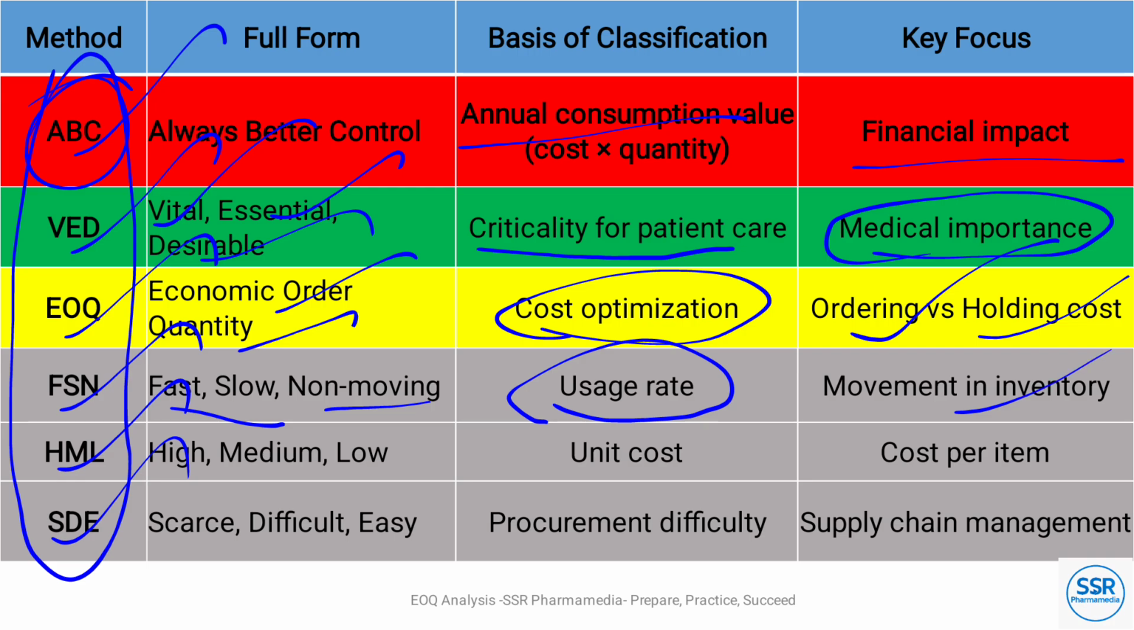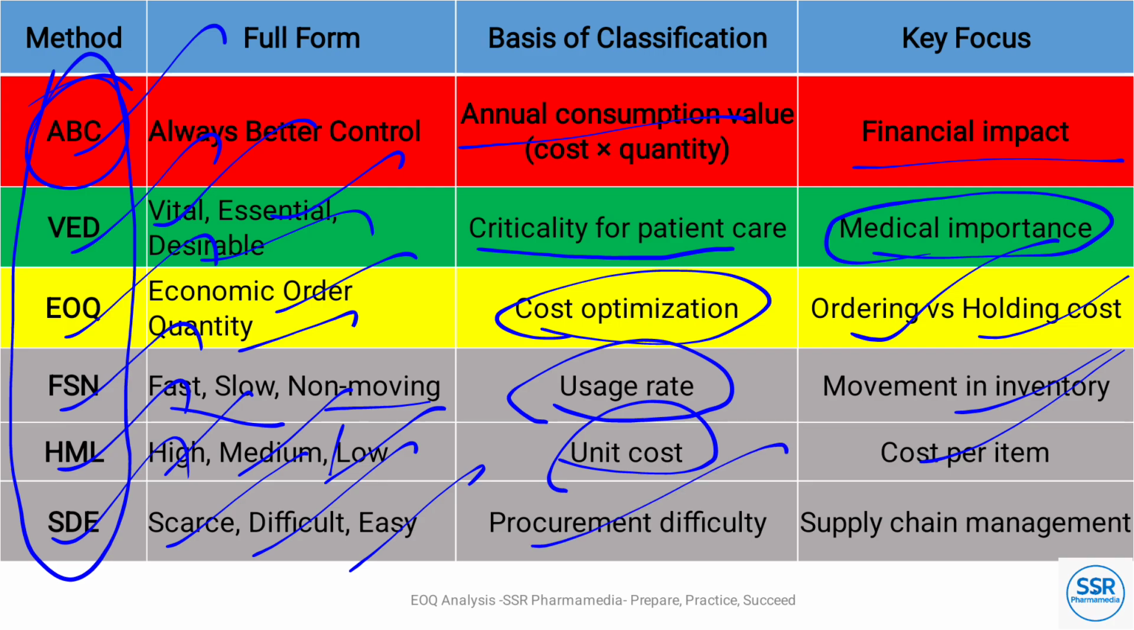key focus. So HML, high, medium, low is the full form. The basis of classification is unit cost, and the key focus is cost per item. And SDE is scarce, difficult, easy, and the basis of classification is procurement difficulty, key focus is supply chain management.